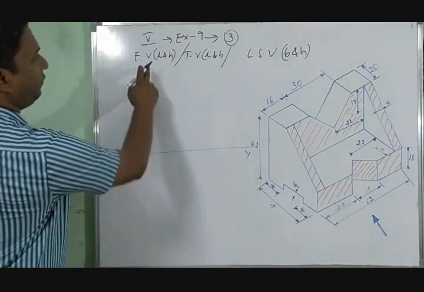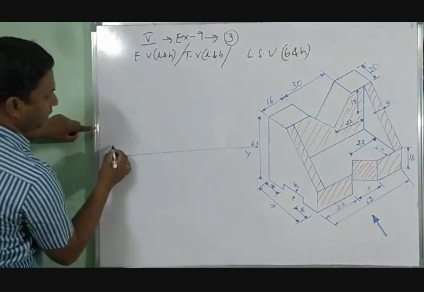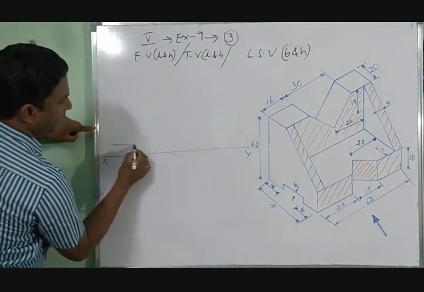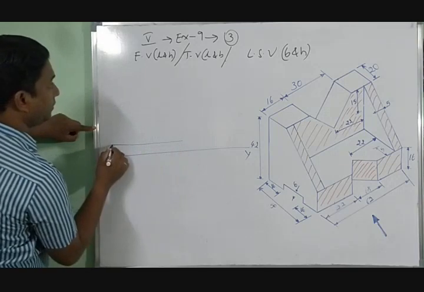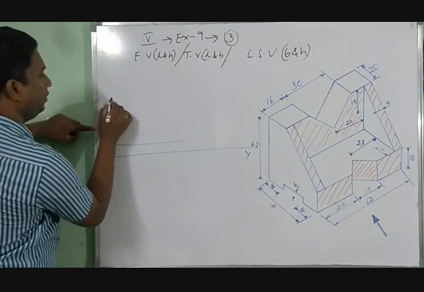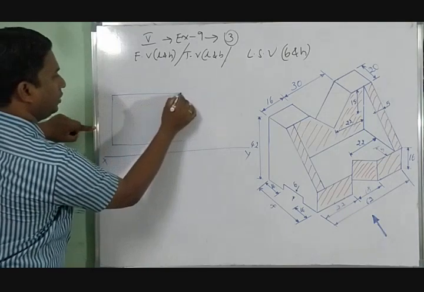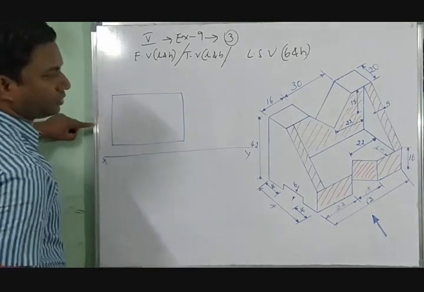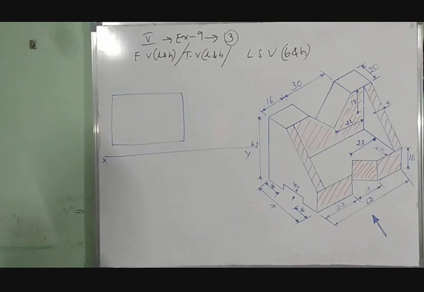Box method. In the front view, length and height. What is the total length? From XY, a little bit of gap. 62 length, height of 42. It will be a rectangular block. Hope you all understand length and height.